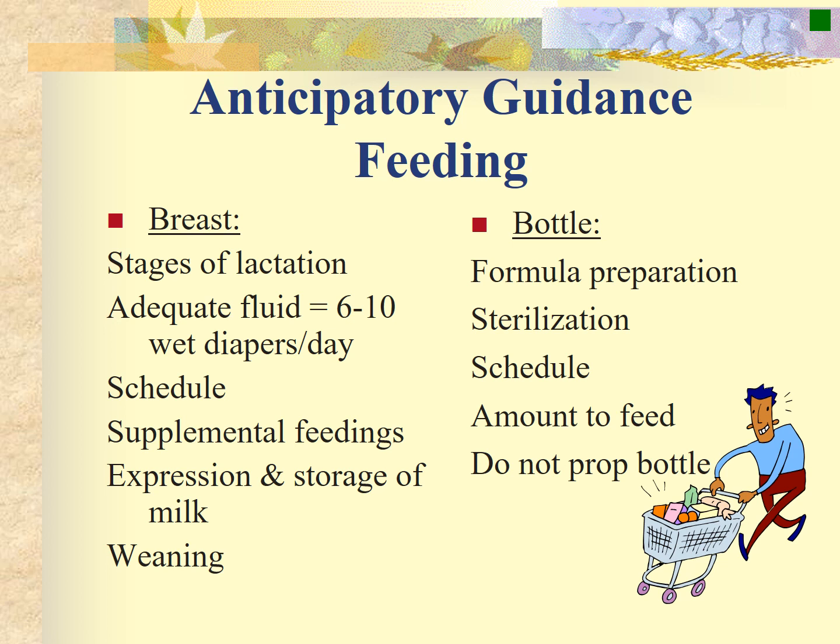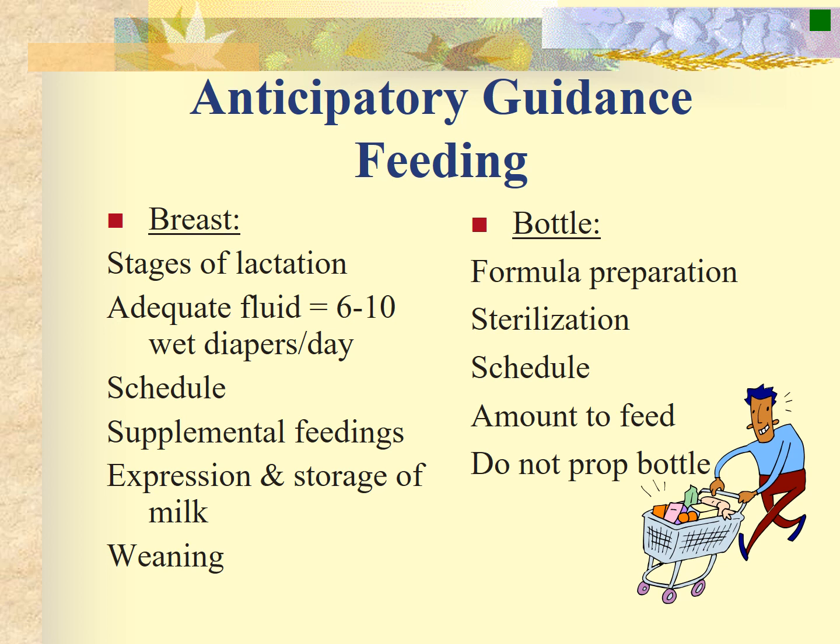Anticipatory guidance with feeding. There's stages of lactation, starting with colostrum, going into actually making milk, building up to the quantity that baby is needing. Adequate fluid guideline is 6 to 10 wet diapers a day. So as long as you're changing wet diapers between that, you're making enough milk. Do you plan to do scheduled feedings or do you plan to do on demand? Let the moms figure that out.